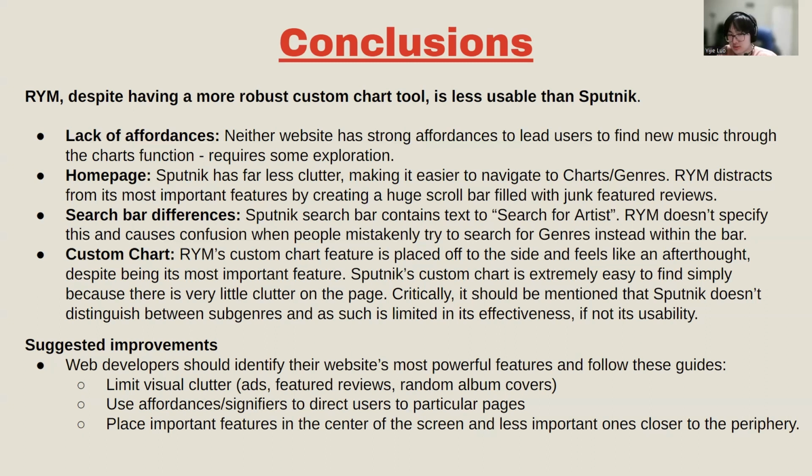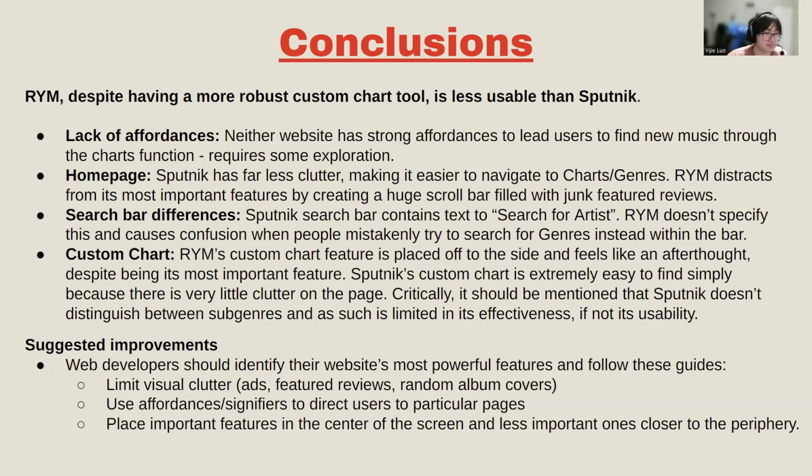Finally, we have the custom chart. Rate Your Music's custom chart feature, as I said before, is very powerful, but it's placed off to the side and it feels like an afterthought. It's not even directly accessible from the homepage. Sputnik's custom chart is extremely easy to find because of the lack of clutter, and when you navigate to that page, there's basically only 2 options, changing the genre and changing the year, and they're very easy to find, making it quite usable.